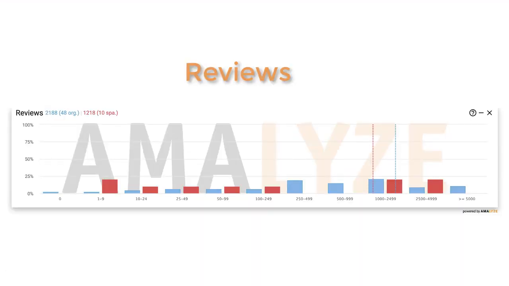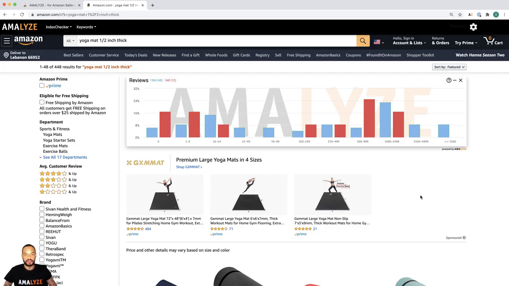Reviews. In order to easily analyze the reviews of the search results, you can use this widget here. In here, you get the sponsored products marked as red and organic products marked as blue, and percentages given when it comes to certain reviews. For example, here, 1 to 9 reviews, you see that the sponsored products are in the majority.